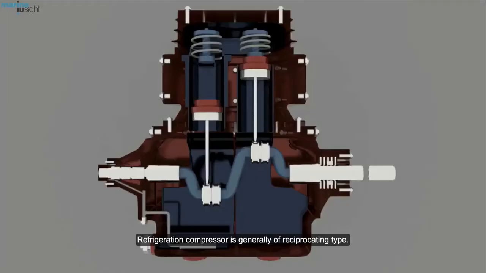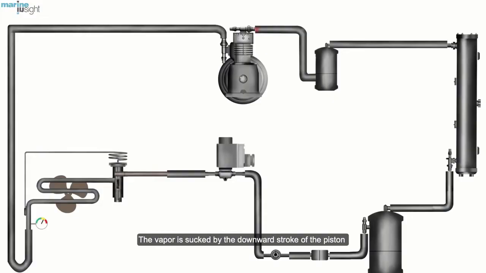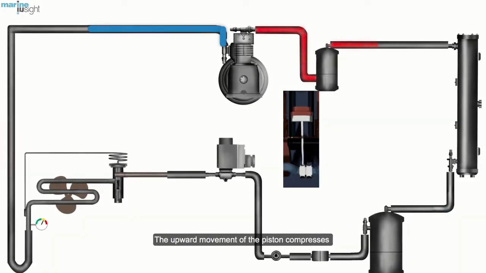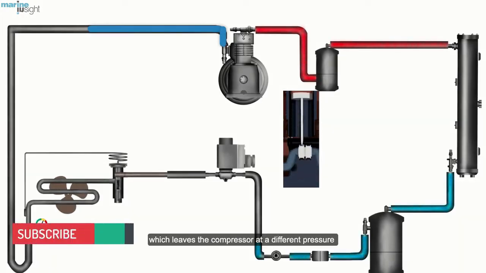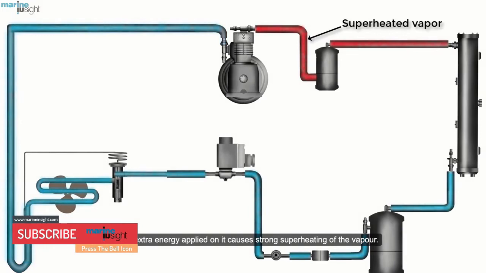The compressor is the mechanical heart of a refrigeration system. A refrigeration compressor is generally a piston reciprocating type. Larger systems have multiple cylinders with an unloaded system, using the suction pressure as its signal. The low-pressure refrigerant vapor is sucked by the downward stroke of the piston from the evaporator discharge. The upward movement of the piston compresses the vapor, which leaves the compressor at a higher pressure, and the extra energy applied on it causes strong superheating of the refrigerant vapor.